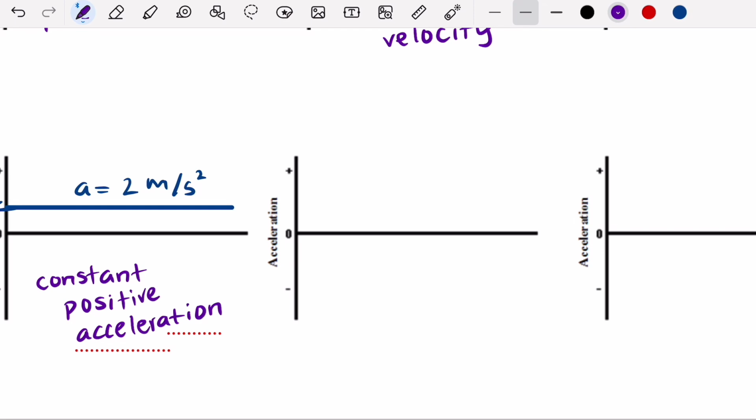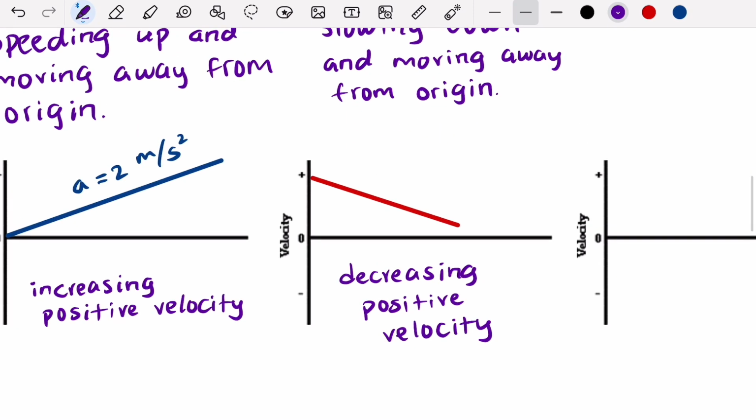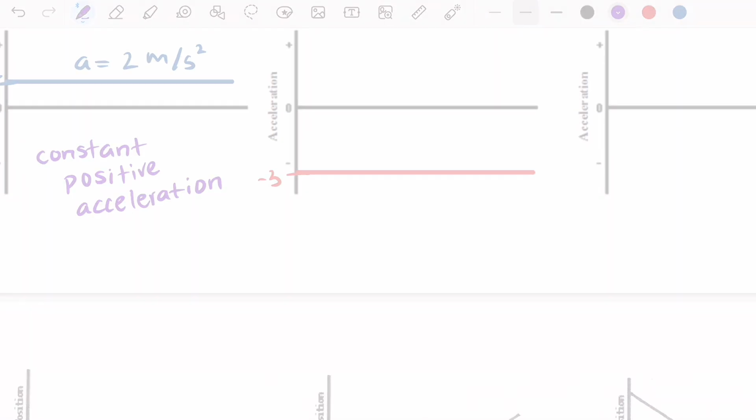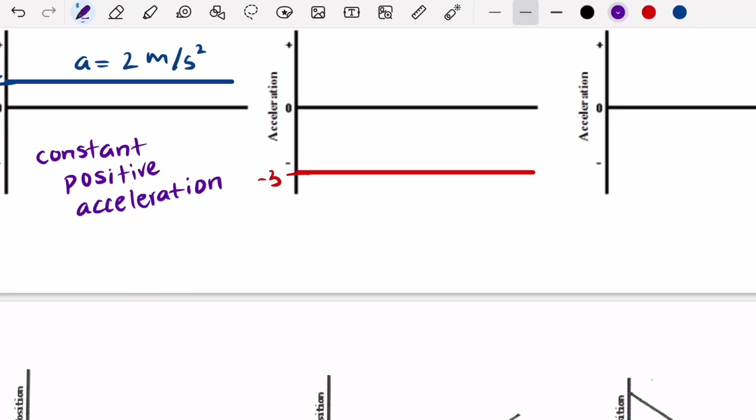So we have negative velocity. Let's say the slope is negative 3. That means the acceleration is going to be negative 3 meters per second squared. So we'll find the value at which acceleration is negative 3, and we draw our graph. As we said before, for this class, we will only have constant acceleration. Positive or negative, constant nonetheless.